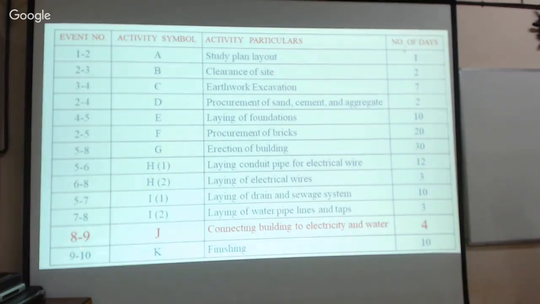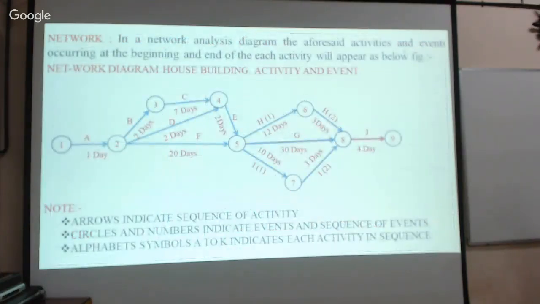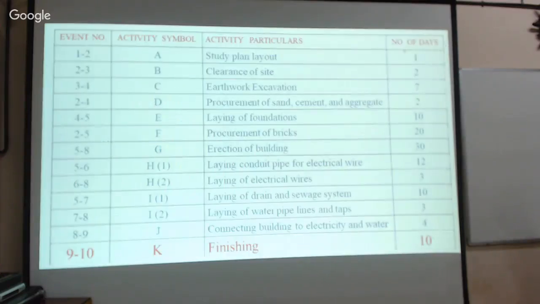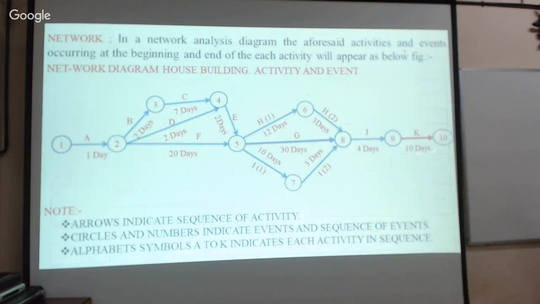And the J activity is between the 8 and 9 events. 8 and 9 event, J activity, connecting the building to electricity and water supply. That is 4 days. Draw this arrow; that indicates the sequence. Please note the progress: sequence means the progress. And 9 to 10, K activity, it is finishing. That is 10 days required. Now this completes the construction of the network diagram.